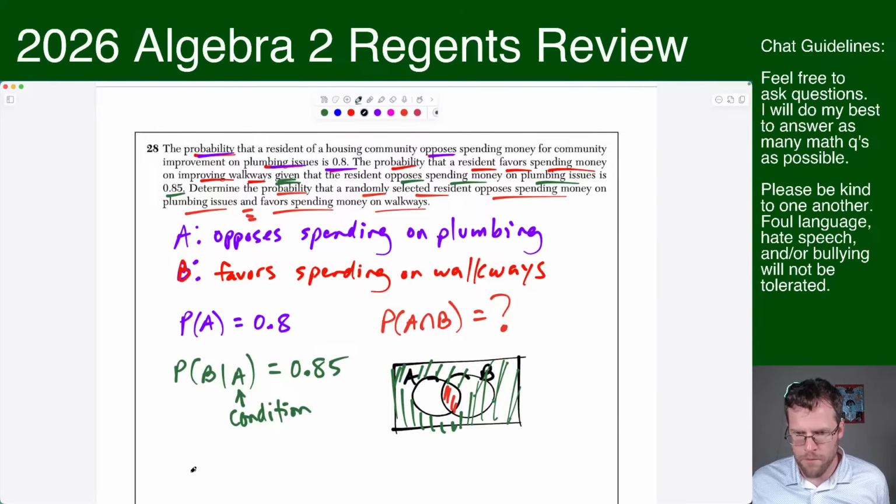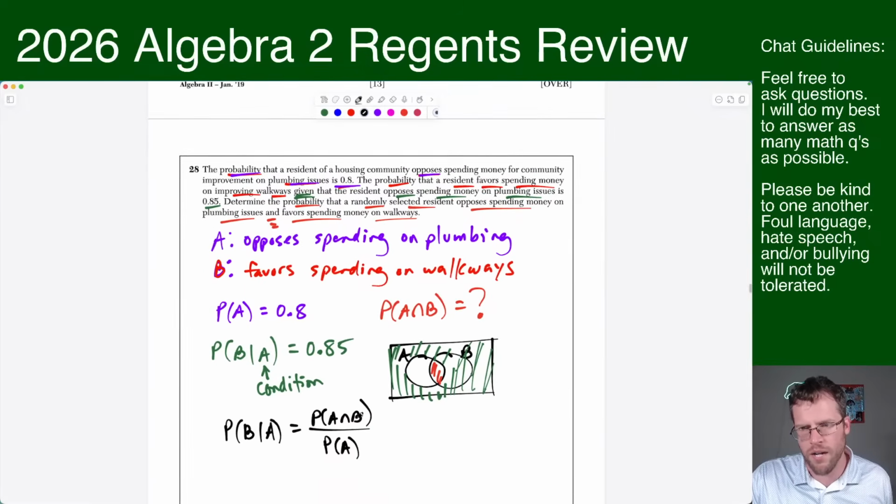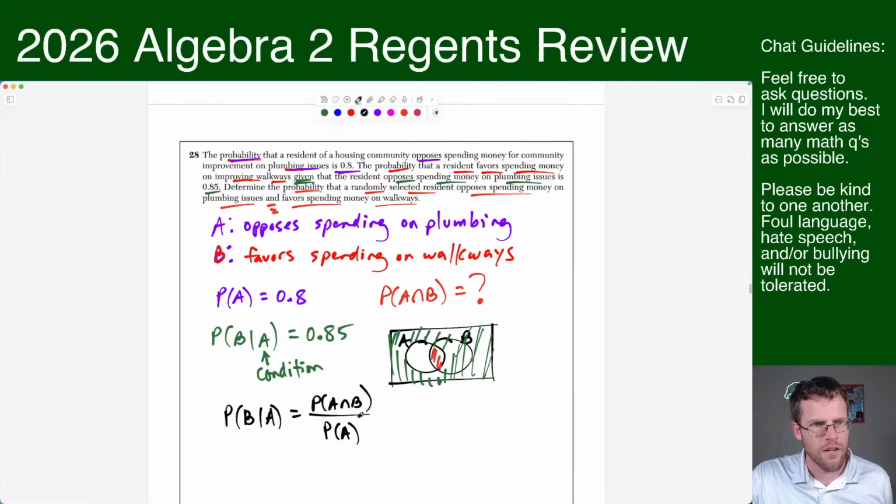Well, the probability of B occurring given A occurs is equal to the probability of A and B, because the only way B is going to happen is in this overlap because we crossed everything else out, divided by the probability of A. All right, so that's the formula. You could just memorize that if you want, but I need to understand it for this to work.